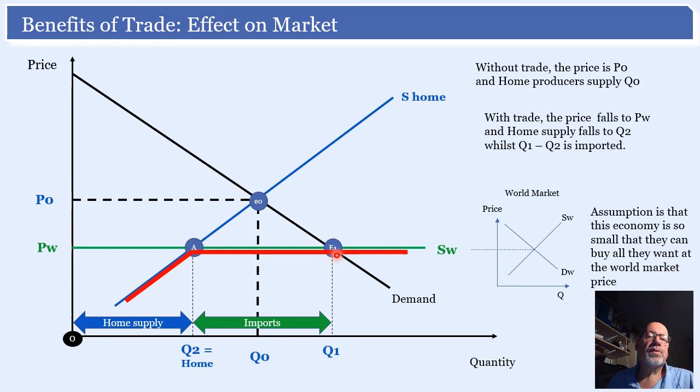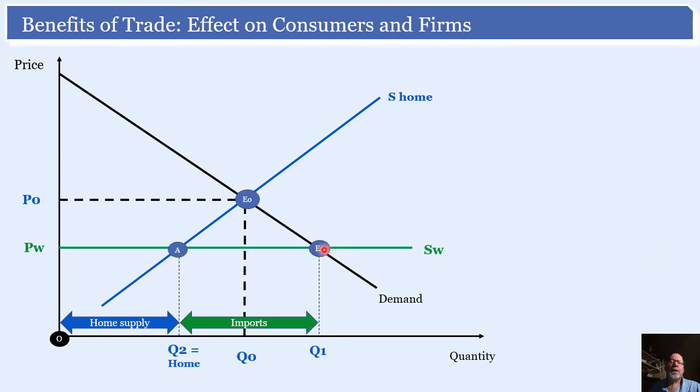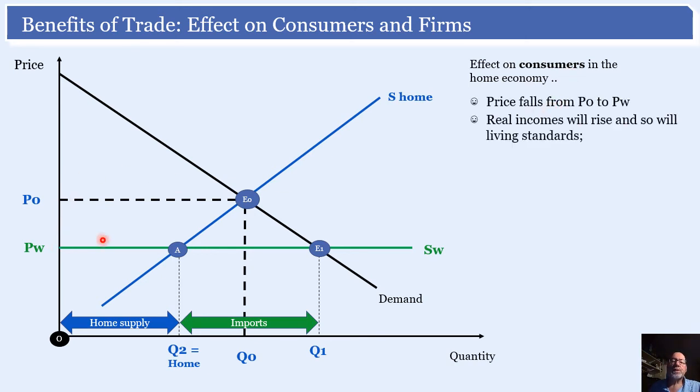Okay, so we need to then think a little bit more about this and how that's affecting the economic agents, let's say the government, the firms, consumers. And so we have a look at this diagram. We need to split it up into some bits. Now, what's the effect of consumers in this home economy? Well, the price is going to fall from P0 to P1.